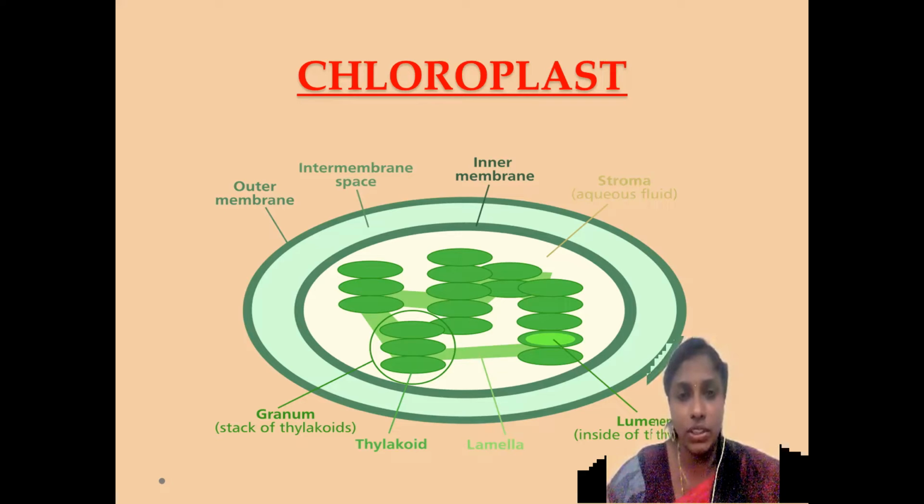So the main parts we need to understand here: the thylakoid is a plate-like structure, a group of thylakoids is grana, each grana is interconnected with stroma lamellae, and the inside part of the chloroplast is filled with the fluid-like matrix called stroma.